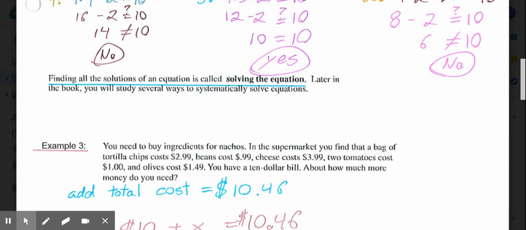And then just an extra little note here, looking at something we'll be doing later this year in algebra. When you find all the solutions of an equation, so not just checking if a number is a solution, but when you find all the solutions, that is called solving the equation. Later in the book, we're going to look at many ways that we can systematically solve equations. So for now, we're just doing simple equation work and checking if a number solves, but later, solving the whole equation, we will find all these solutions.